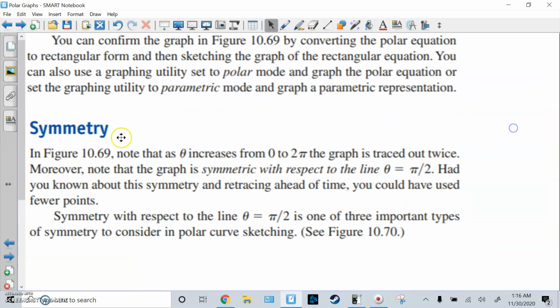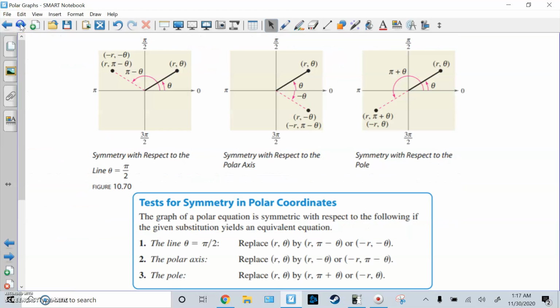Alright. Anyways, next part, symmetry. Notice from 0 to 2 pi, the graph is traced out twice. If we knew it was symmetric with the line pi over 2, we'd have to find fewer points. We could save time and not have to retrace. Alright, so there are 3 important types of symmetry to consider. We have symmetry with respect to the line theta equals pi over 2. It's an up and down line, basically like the y-axis. Symmetry with respect to the polar axis, like the x-axis right here, so it flips down here. We have symmetry with respect to the pole, the origin, which reflects over there.